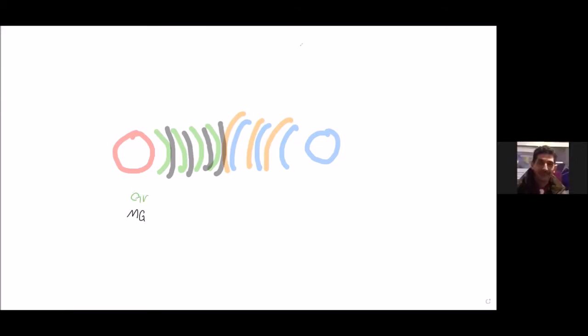Gravitational is the green one. Earth has gravitational, the blue one, and this yellow one is the magnetical.